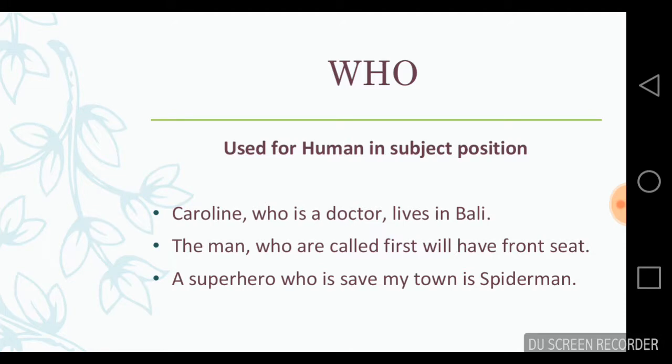The first one is who. Who is used for humans in subject position. The special thing about who among the other main relative pronouns is that who can only be used for humans. It cannot be used for animals, for example, or things, or the name of a company. We cannot use who to explain the name of a company because who can only be used for a human in a subject position.